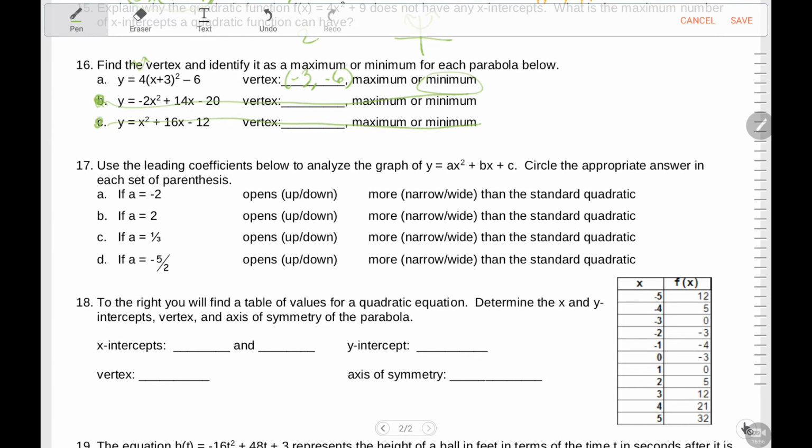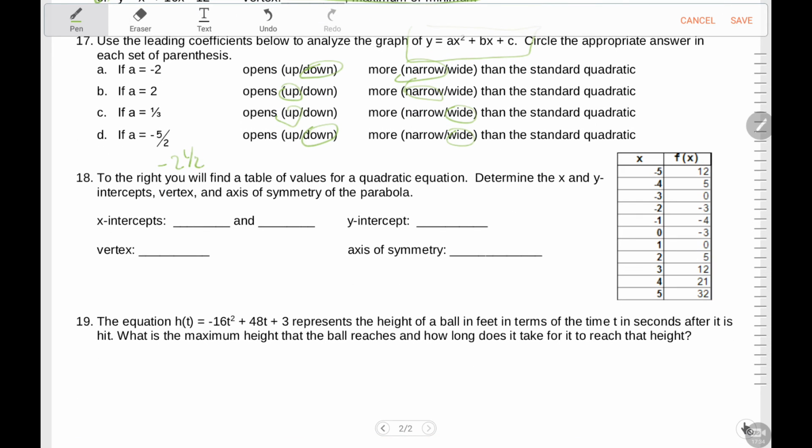Using leading coefficients, analyze a graph of your standard form. It doesn't really matter what form it is here. Circle the appropriate answer in each set. All right, if A is negative, it's going to open down. And since this is greater than 1, this is going to be narrower. If it's 2, it's going to open up. That will still be narrower. 1/3 is going to open up. It's positive. And it is going to be wider. And be careful here. This is actually -2.5. That's going to open down. That's actually going to get wider, even though it's a fraction.